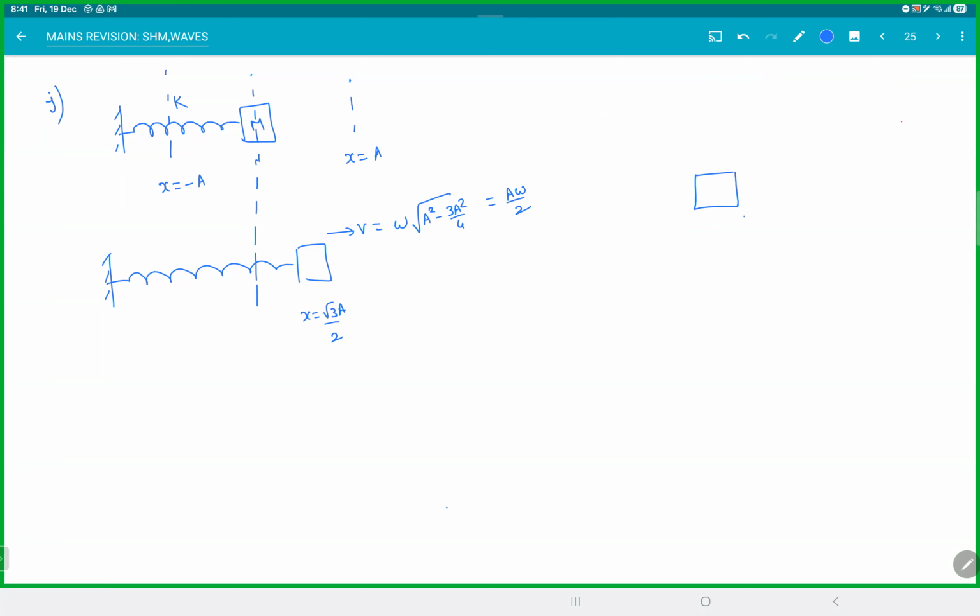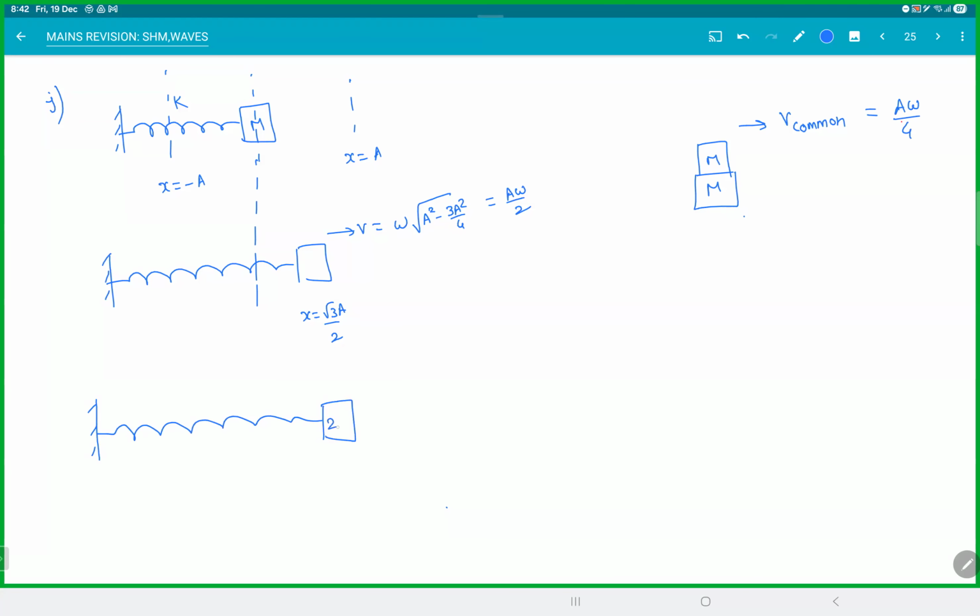Then you're keeping one more block on top of it. The moment you put a block on it, the speed will change. They will go with a common speed. By conservation of linear momentum, that will become A omega by 4 because the mass is doubled. Right?